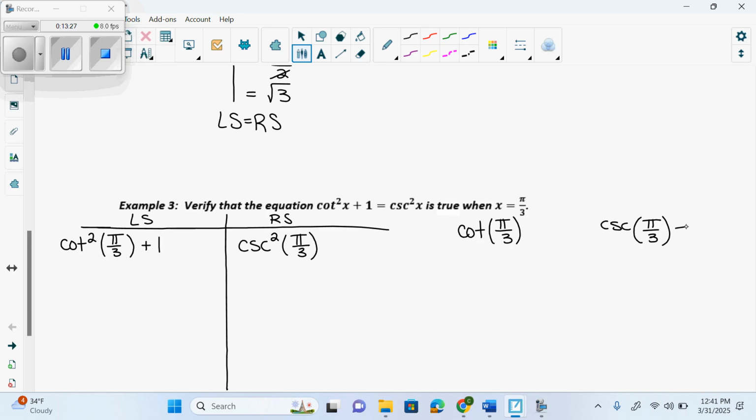Cosecant of pi over 3 is easier because it's the reciprocal trig ratio of sine of pi over 3. Sine of pi over 3. What's y at pi over 3? You should go to your unit circle. Root 3 over 2. So then what is cosecant of pi over 3? 2 over root 3. And then we have to rationalize it, right? Multiply by root 3. Multiply by root 3. So we get 2 root 3 over 3.